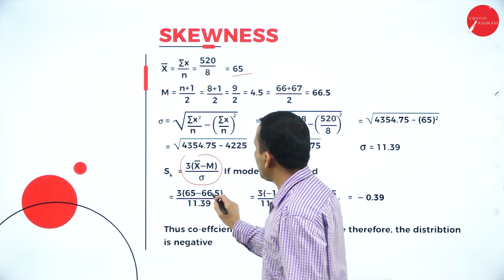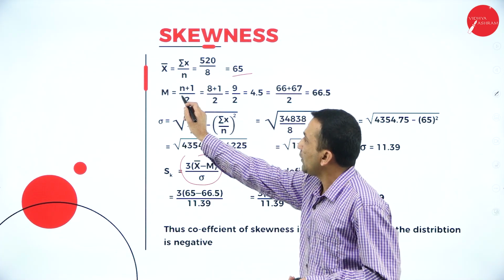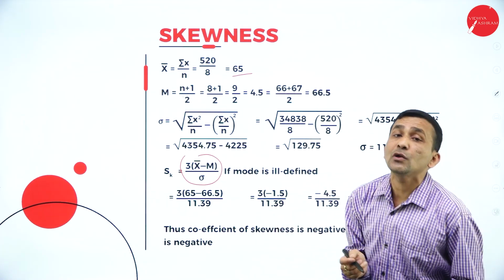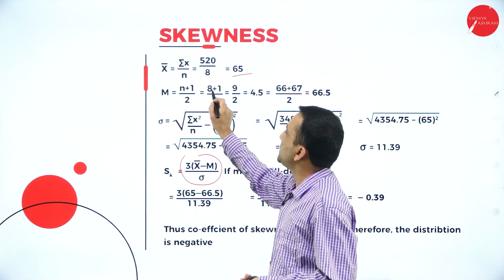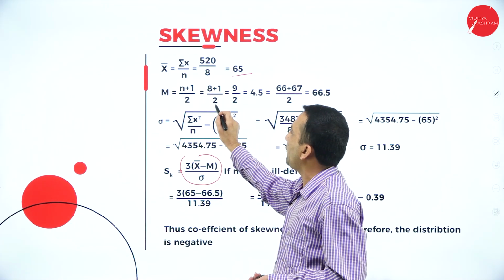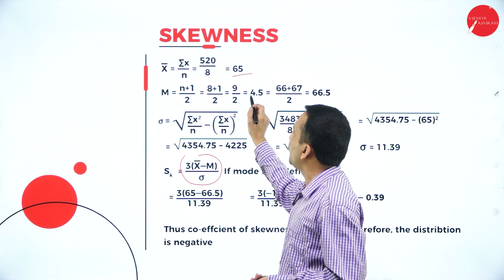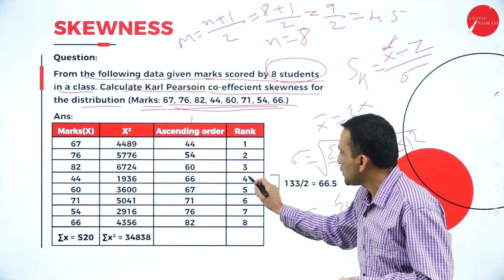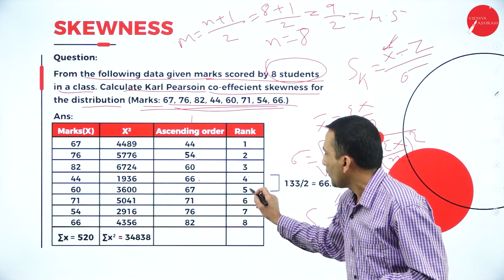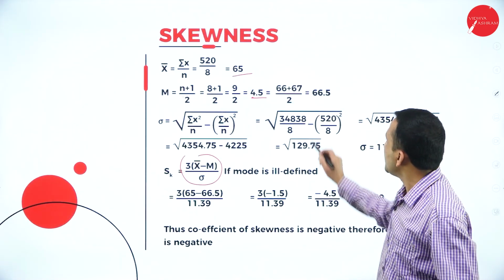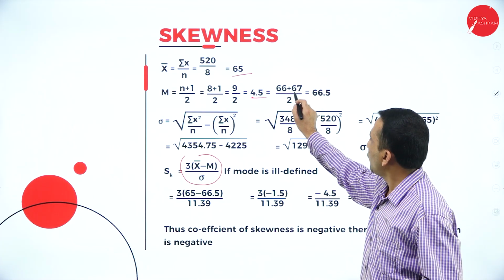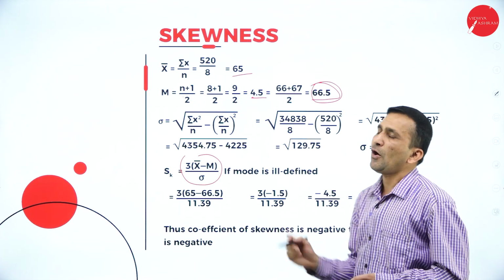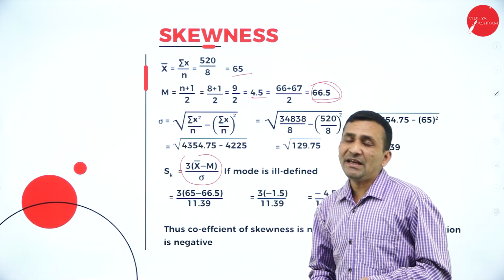Second one, we need to find out median. So the median formula I have written is n plus 1 divided by 2, in case of discrete ungrouped data. 8 numbers are given, 8 plus 1 divided by 2, 9 by 2, if you simplify, you are getting 4.5. You need to observe the fourth value 66 and the fifth value 67. Take the total divided by 2, you get 66.5, which is nothing but your median value.